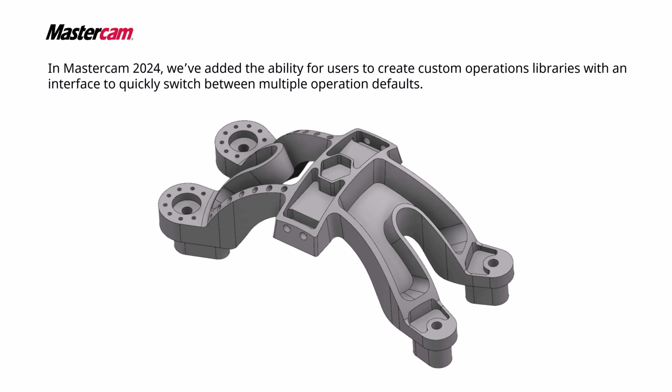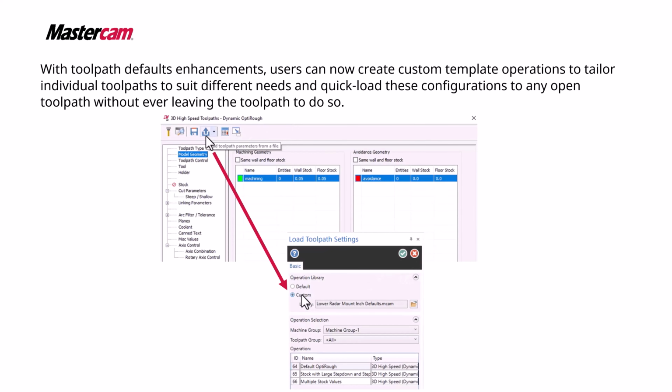As we can see up on the PowerPoint, Mastercam has added the ability for users to create custom operations libraries with an interface that lets you quickly switch between multiple operations. As most of you are probably aware, we've had this functionality with importing and exporting toolpaths for a very long time. The nice thing about the way 2024 uses this information is it not only is right in your toolpath parameters, but it's also going to do the sorting for you. So it's only going to be looking at the toolpaths of the same type that you're trying to create.